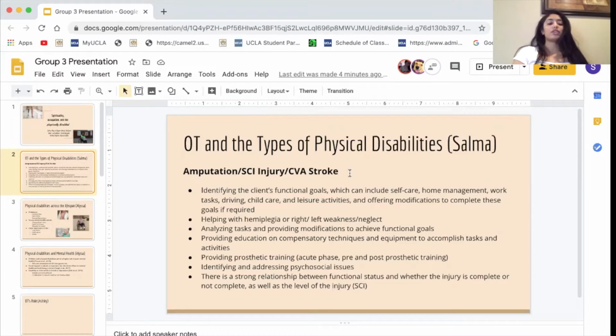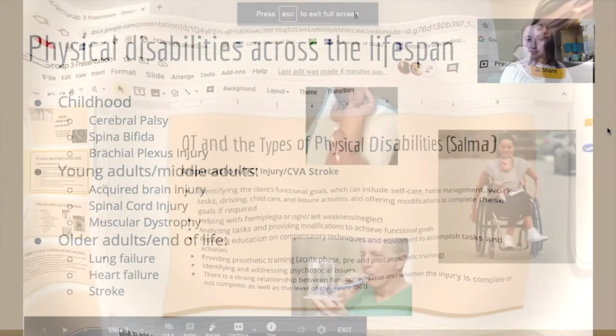So there's definitely a strong relationship between functional status and whether their injury is complete or not complete, even when dealing with spinal cord injury. So next we're going to have Alyssa talk about physical disabilities across the lifespan.